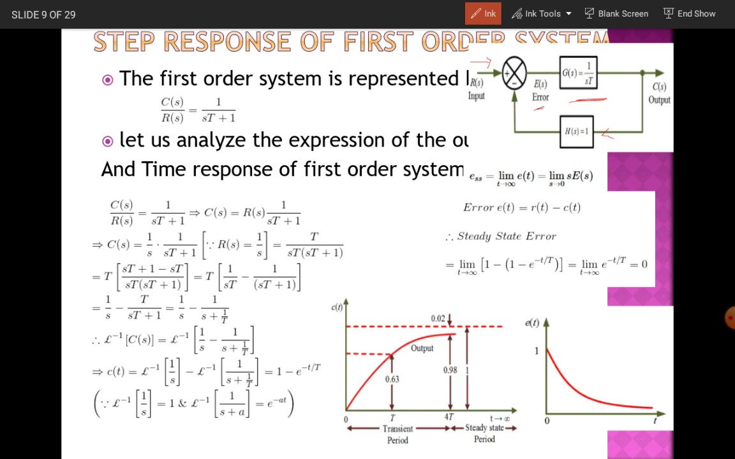Now our main objective is to find the output C of t. First we find the closed loop transfer function by using this expression: C of s divided by R of s is equal to G of s divided by 1 plus G of s H of s.